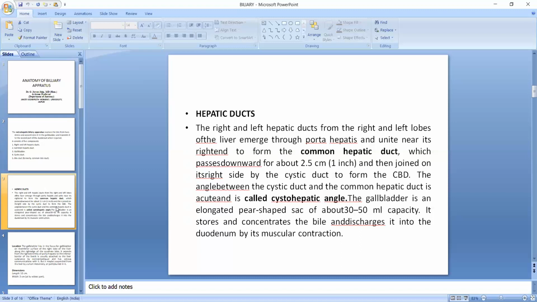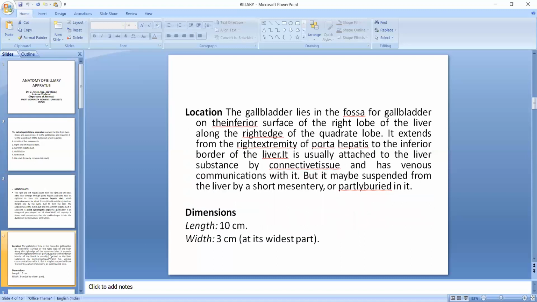The gallbladder is an elongated pear-shaped sac of about 30 to 50 ml capacity. It stores and concentrates the bile and discharges it into the duodenum by its muscular contraction. Location: the gallbladder lies in the fossa for the gallbladder on the inferior surface of the right lobe of the liver, along the right edge of the quadrate lobe. It extends from the right extremity of the porta hepatis to the inferior border of the liver.